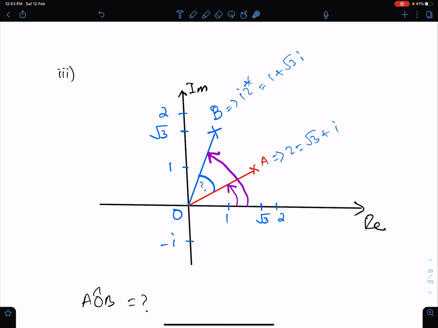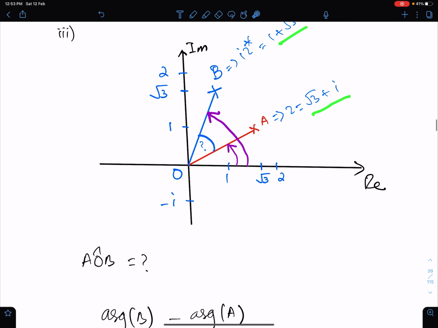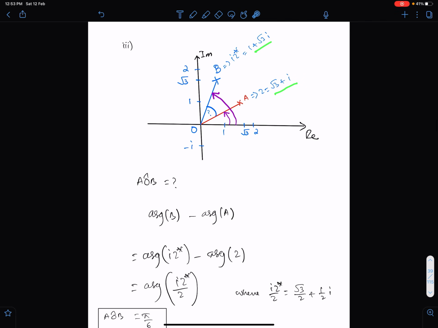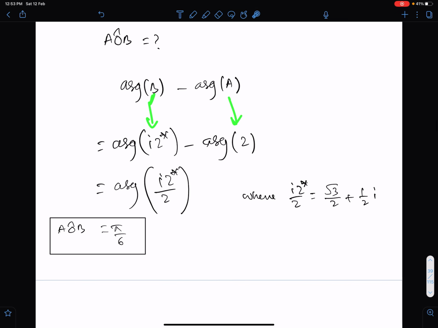But you don't need to find this angle through the calculation method. You have to use properties. Of course, you will use argument B minus argument A, but you will not find the individual arguments of these complex numbers. You have to use a property of argument. See, this angle AOB is argument B minus argument A. And B means i z star and A means z.